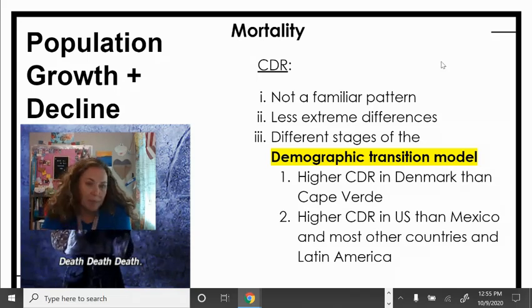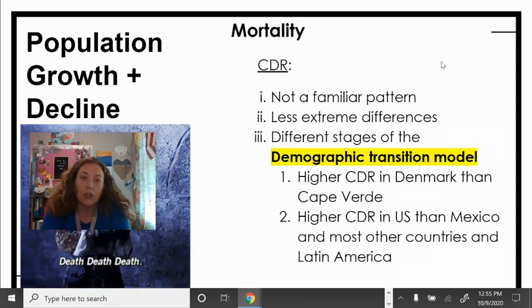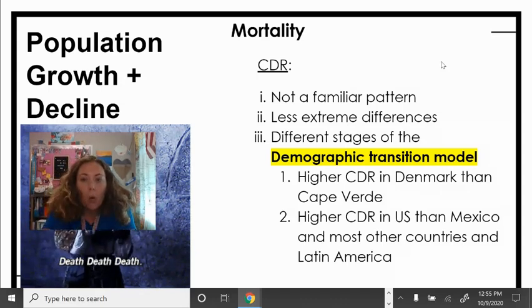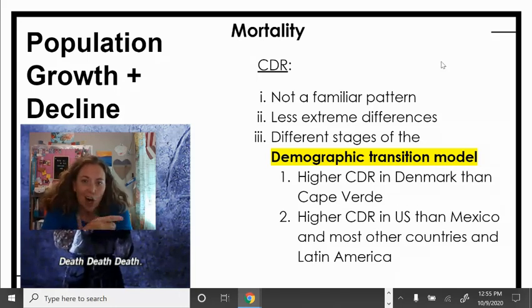So DTM in your notes, make sure you just write demographic transition model. There is way more to come. That is probably one of the most important lessons we'll do all year, and we're going to do that back in person, okay? What you need to understand about CDR is that unlike crude birth rate or total fertility rate, there isn't as huge of a difference in countries' CDR around the world.